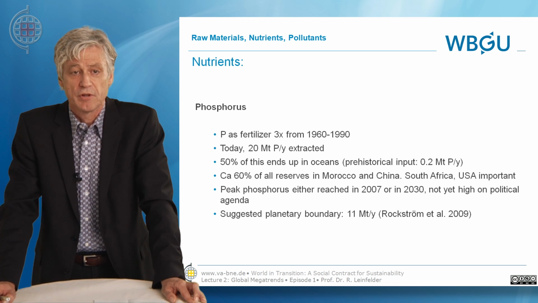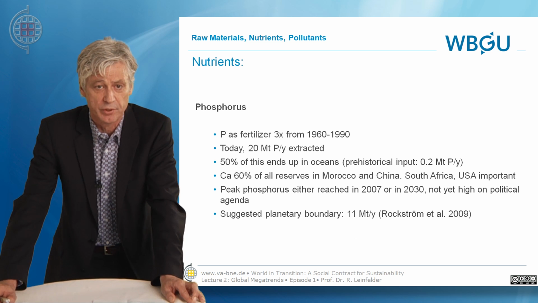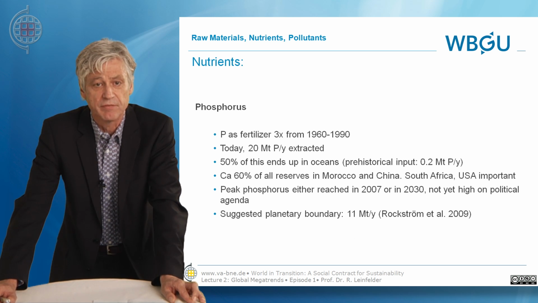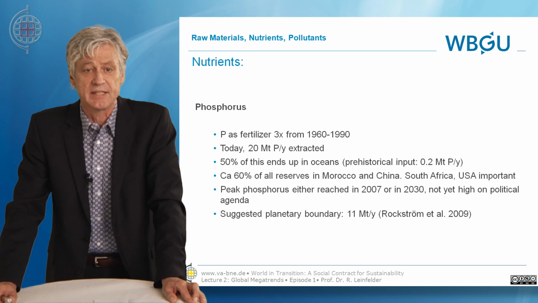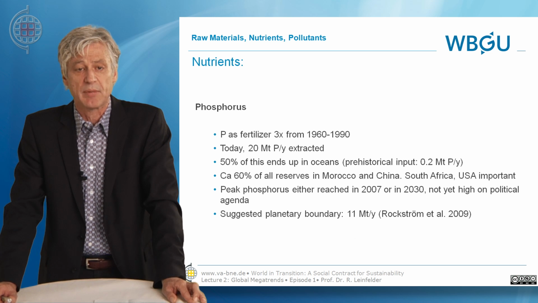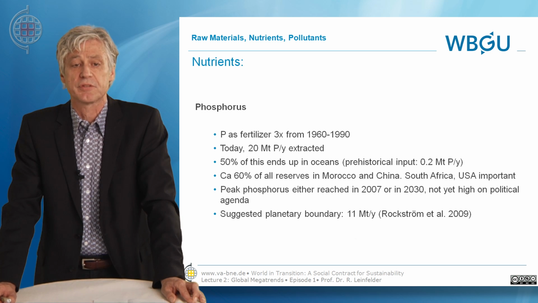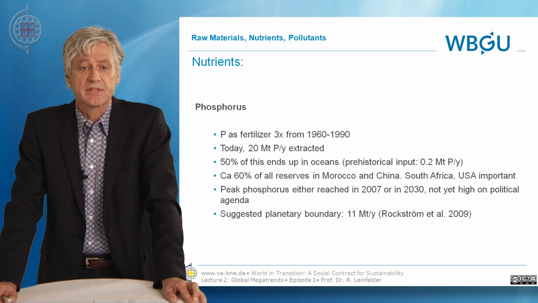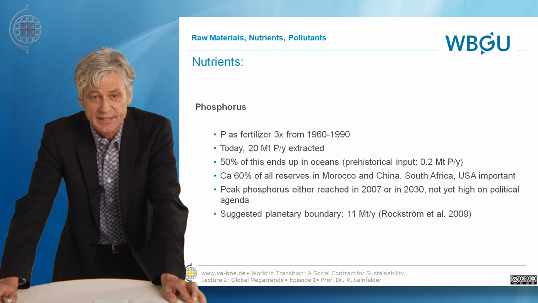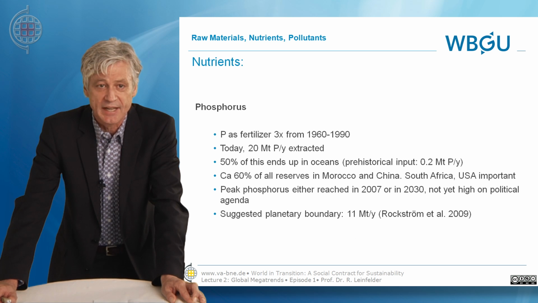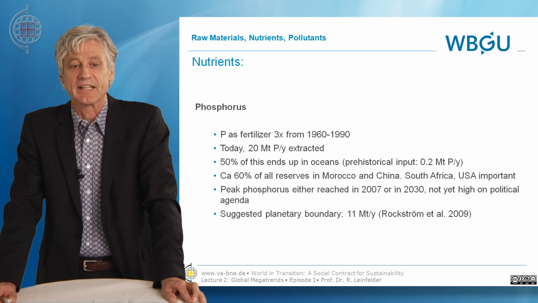Worse is the situation with phosphorus. Phosphorus is very important as fertilizer, and we now use 3 times more relative to 1960. Today we extract about 20 megatons of phosphorus per year, and the problem is that 50% of this ends up in the oceans, and that we only have reserves. We can't take it out from the air like nitrogen.